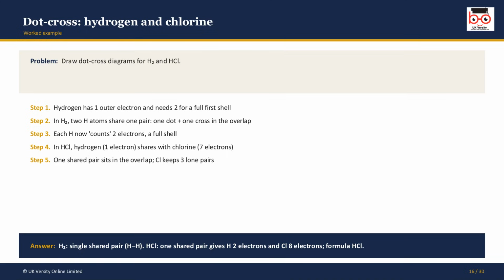Hydrogen has one outer electron and needs two for a full first shell. In a hydrogen molecule, the two atoms share one pair, one dot and one cross sitting in the overlap. So each hydrogen now counts two electrons, a full shell. In hydrogen chloride, hydrogen with its one electron shares with chlorine, which has seven. One shared pair sits in the overlap, and chlorine keeps three lone pairs. The result? Hydrogen counts two electrons, chlorine counts 8, and the formula is HCl.